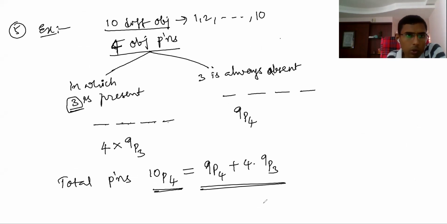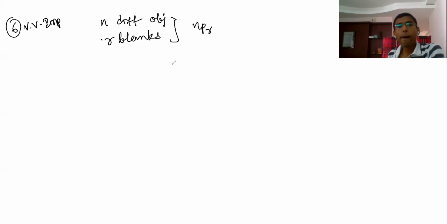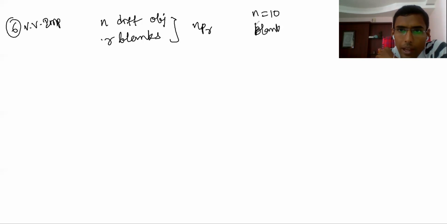So I'm going to tell you one important thing now, a very, very important point. Let's say n different objects are there and you have to fill them in r blanks. The number of ways of filling n different objects in r blanks is nothing but nPr, everybody knows. I gave an example also. If n equals 10, take 4 blanks: 1, 2, 3, 4 blanks. So 10 different objects we have, and you have to fill them in 4 blanks. How many ways can you fill?